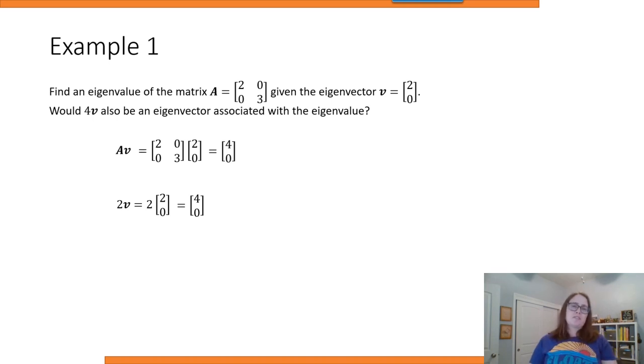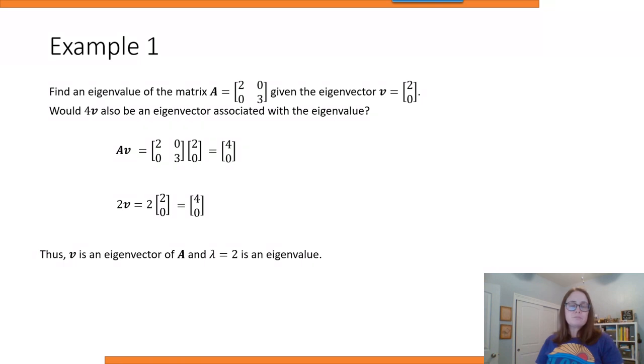Now, the second part to this question asks, well, what about 4V? So I'm taking my eigenvector V and I'm multiplying it by some scalar. And I want to see, well, is that also an eigenvector? And according to what we already said, it should be, and specifically for the eigenvalue 2 that we just found.